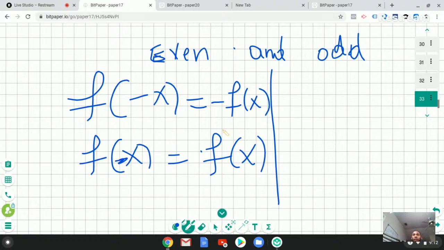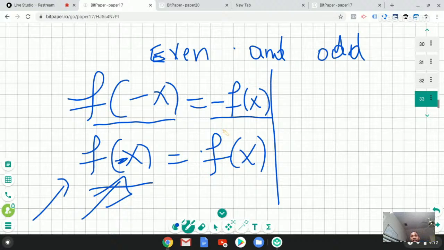So this is how they normally write it. What that really means is if I pass a negative value inside of the function, if I pass in negative x, I evaluate it. For an even function, f of negative x is equal to the same thing as f of x. For an odd function, f of negative x is equal to negative f of x. Let me give you some examples so that makes sense.